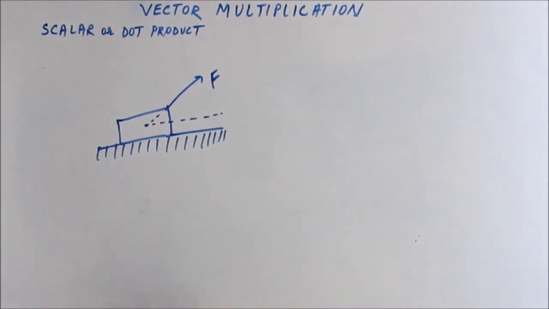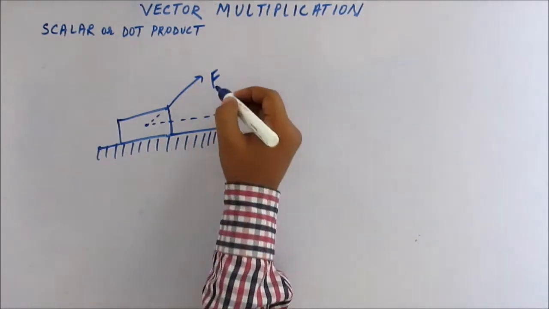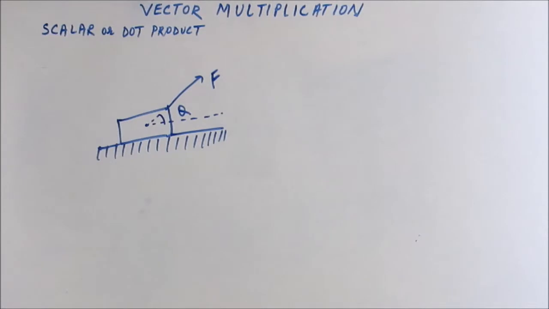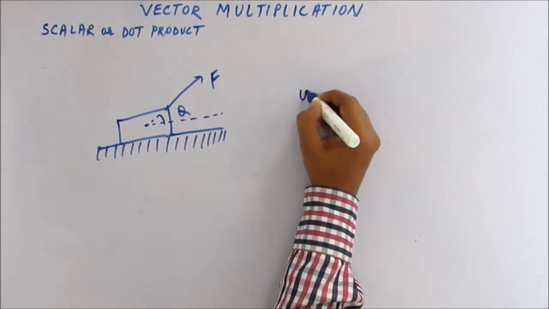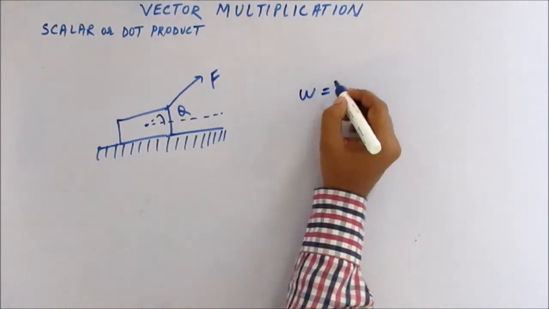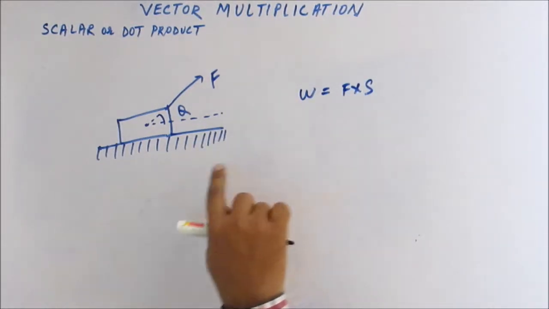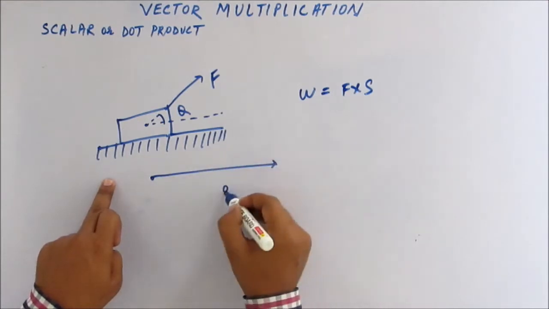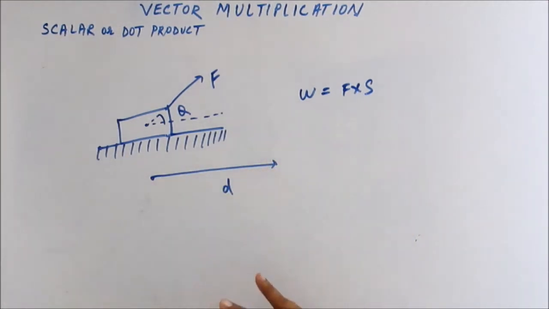Suppose there's a surface like this and you are pulling a block with a string, applying force F, and the angle between the string and the horizontal is theta. Now work done, you must have studied the definition of work done in class 9th. Work done, what you studied, is force into displacement. Now applying this force, you cause a certain displacement of this block, and suppose this block moved a distance d. So work done would be force into displacement.